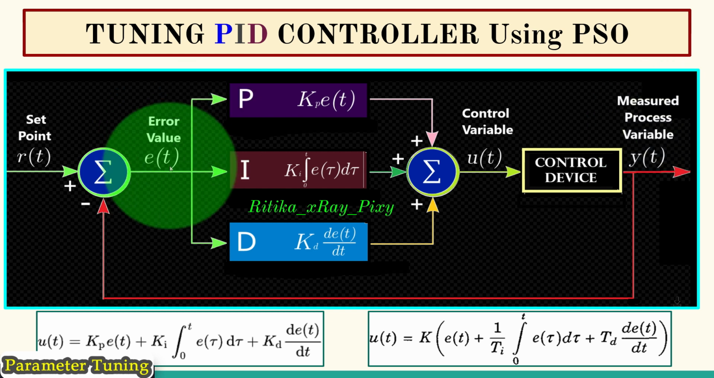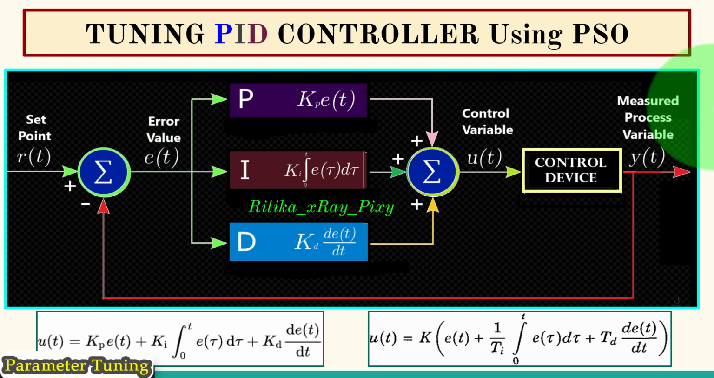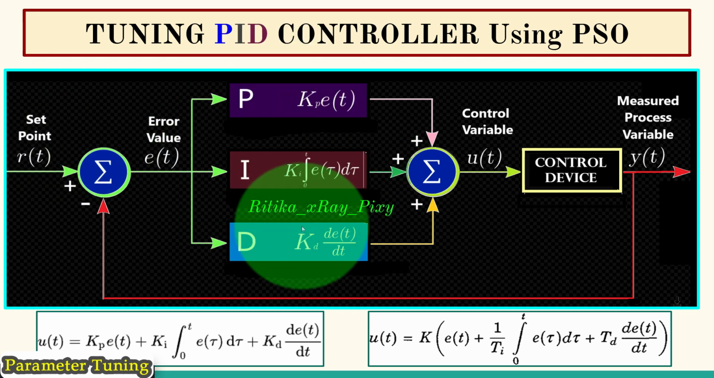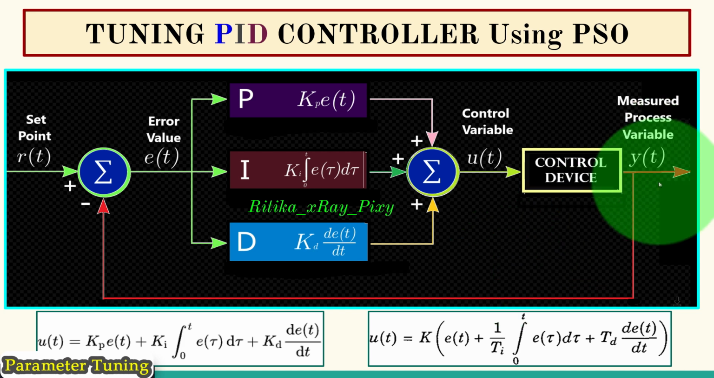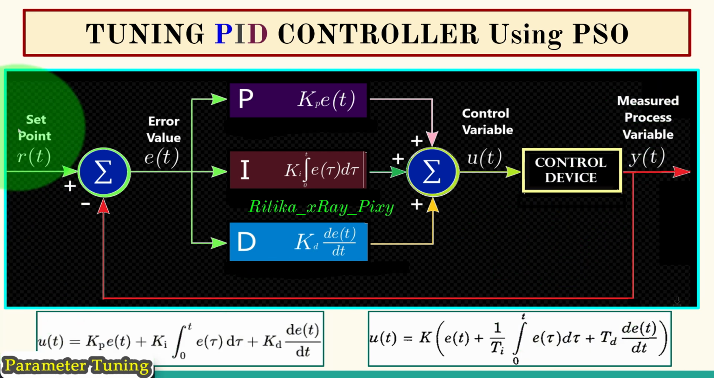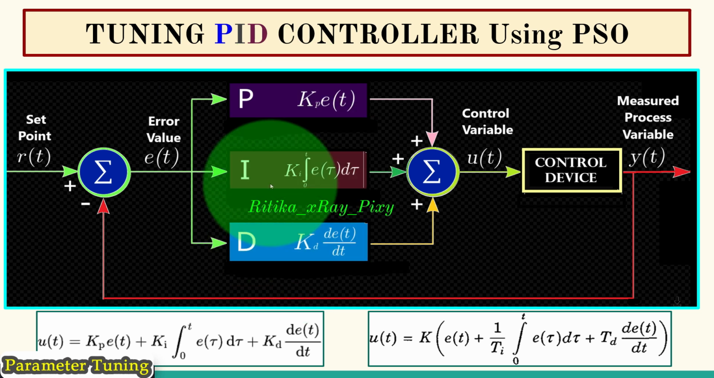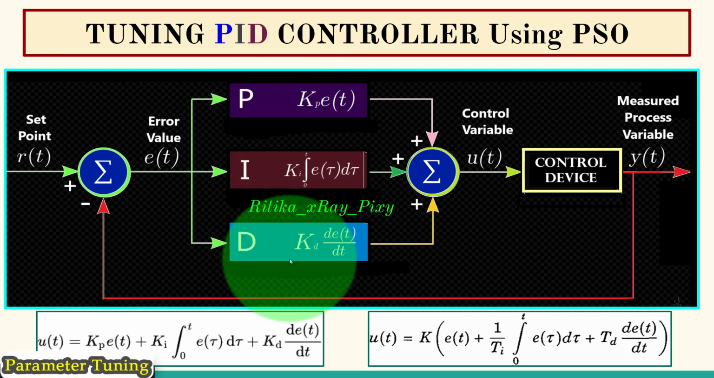Here the controller first computes the error value, that is the difference between the measured process variable and the set point. Then it tries to minimize the error by increasing or decreasing the control output or input in the process, so the process variable moves closer to the set point. And you can see we have three terms: P, I and D. The contribution of the three terms yields the control output or the control variable.